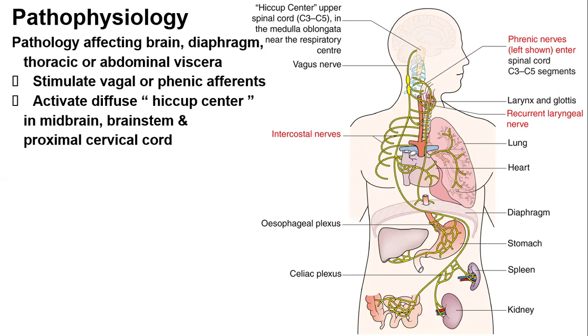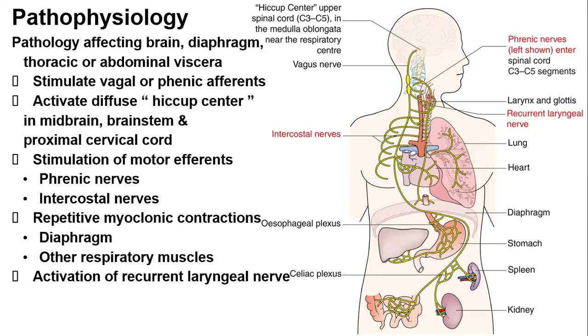Just one more till the end of the slide. Okay. So it is basically a repetitive myoclonic contraction of the respiratory muscles and the diaphragm, and the vagus nerve via the recurrent laryngeal nerve. So against a closed glottis, you exhale. That's how you get that hic sound. Next slide, please.